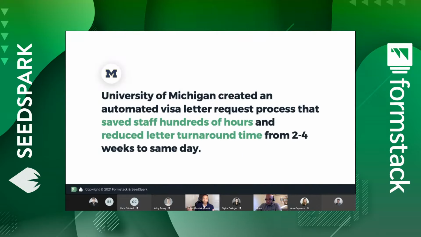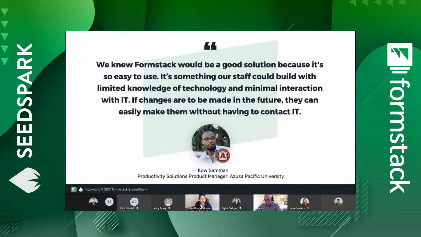So as an example, the University of Michigan actually used us to automate their visa letter requests. Previously, it was taking them 2 to 4 weeks to get those requests turned around. And by automating everything within their systems, they were able to get that turnaround time to a day. Just imagine the impact that has on not only their employees, but also on those students to be able to get that information rapidly and book those trips that they need to book so they can attend those events.